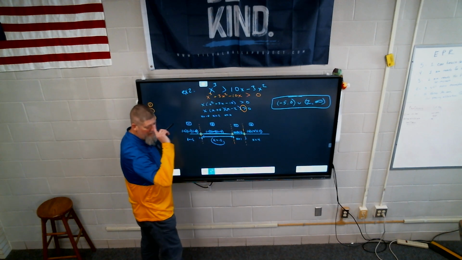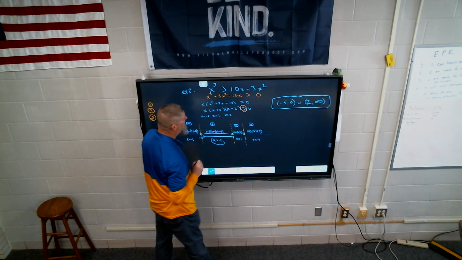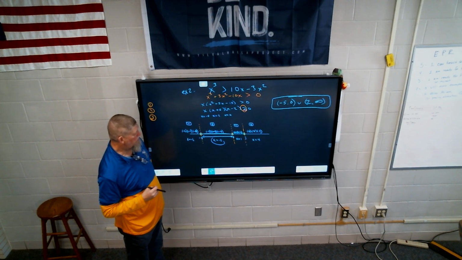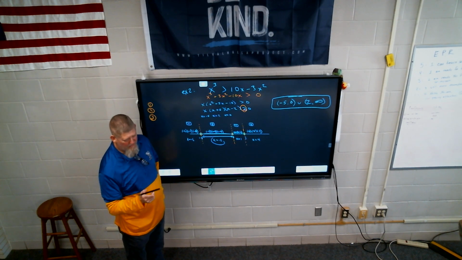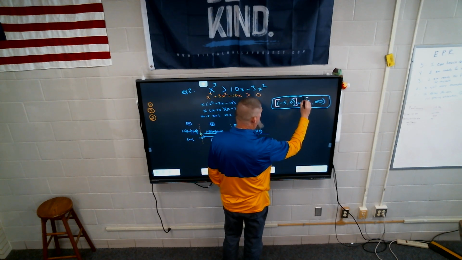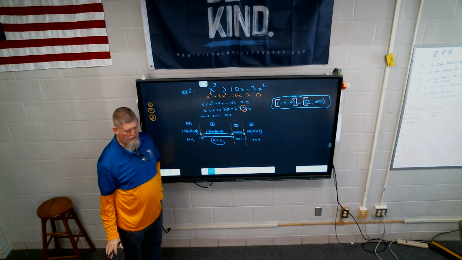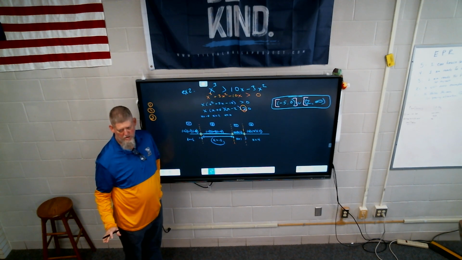What if, hypothetically, this was greater than or equal to? How would that change my final answer? It would make it closed. It would make what closed? Everything, except for the infinity, because it's always open. So this would be a bracket, and this a bracket. Would it change anything about how you do the equation? Nothing else changes. That's the only thing that changes.